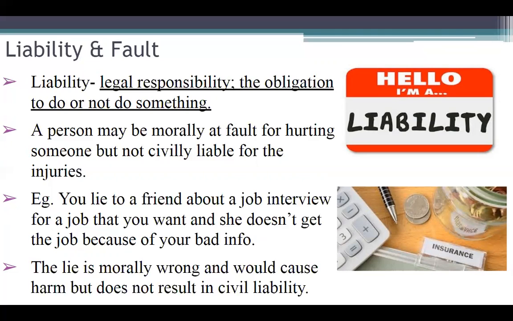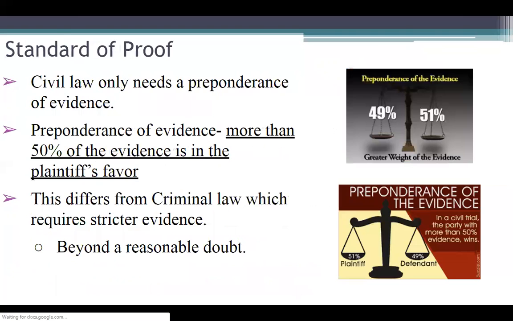And so in this scenario, the lie is morally wrong and would cause harm, but it's not technically civil liability, right? And civil law only needs what we call a preponderance of evidence. So this is very different from criminal law, right? Criminal law requires that a jury or a judge find you guilty beyond a reasonable doubt, which means that they need to be 100% certain that you did what you're being charged with.